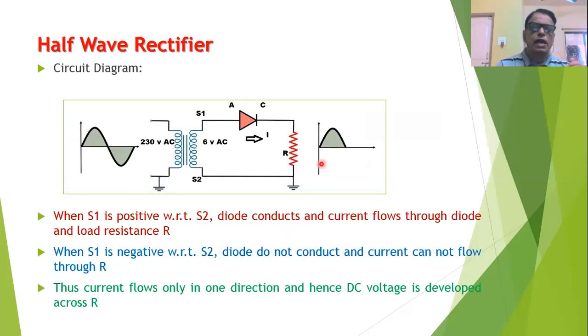So this is the circuit diagram for the half-wave rectifier circuit, which will initially consist of a transformer. This transformer is a step-down transformer, to the primary of which we have applied 230 volt AC.